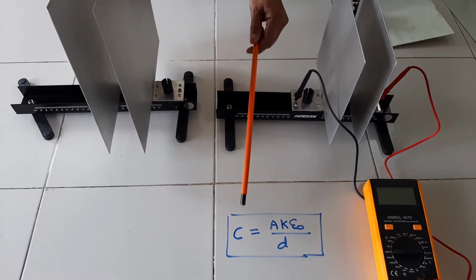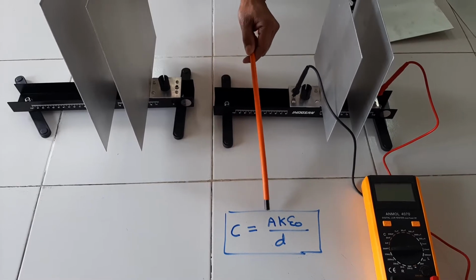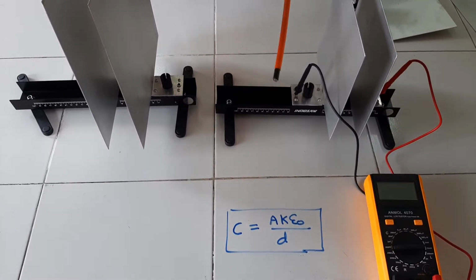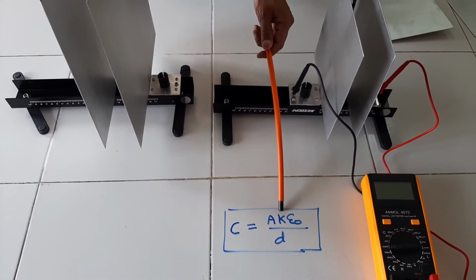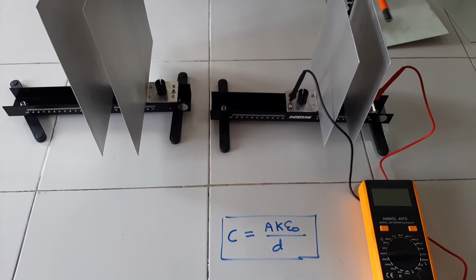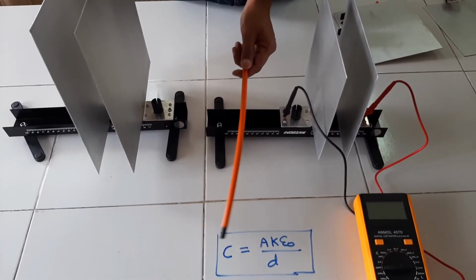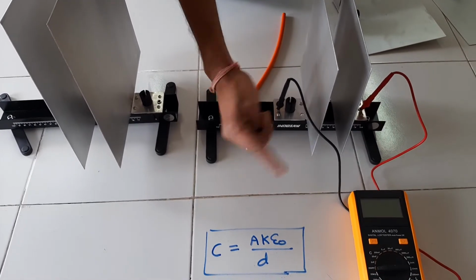From this formula, it is clear that capacity of capacitor is directly proportional to A. Means when cross-sectional area increases, capacity increases, and when we put the dielectric media between two plates, its capacity increases. But when the distance between both plates decreases, capacity increases.